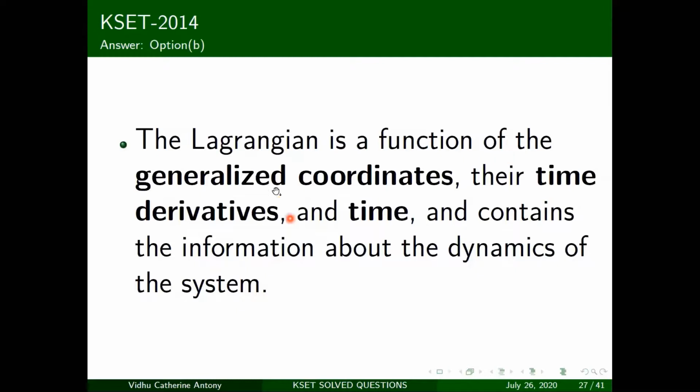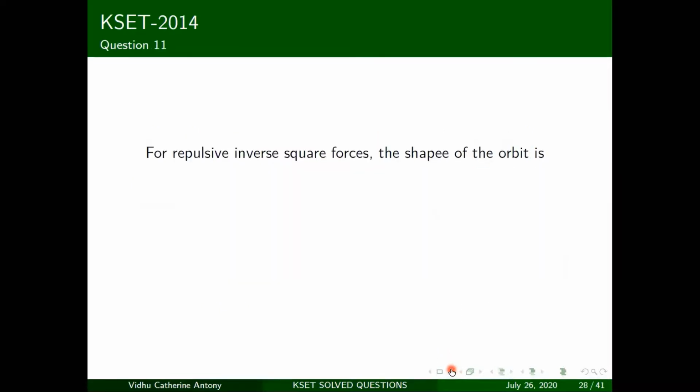Okay, the Lagrangian is a function of generalized coordinates and their time derivatives and time, and contains information about the dynamics of the system. So that's what your Lagrangian does. So that's this very simple question.